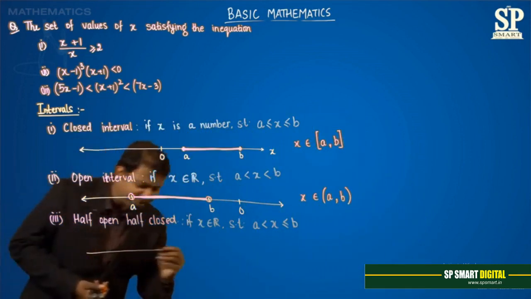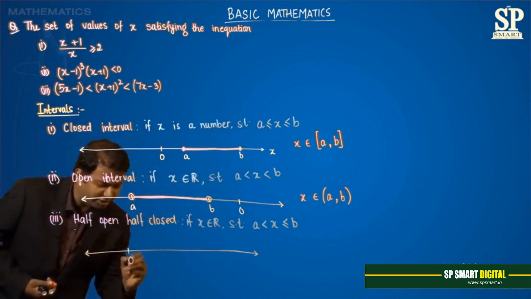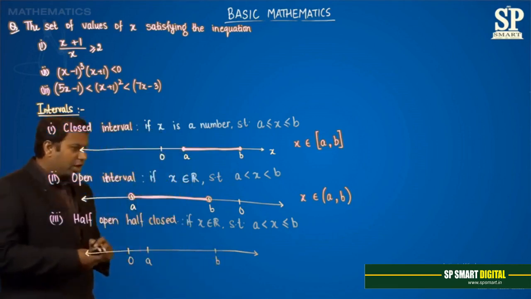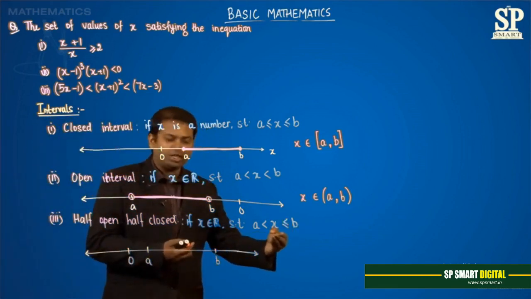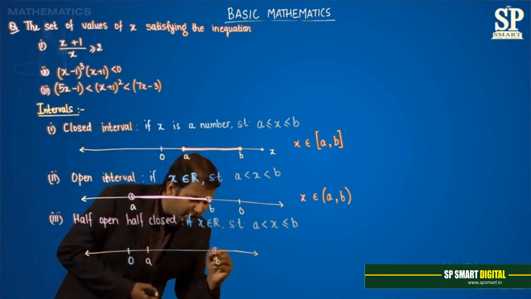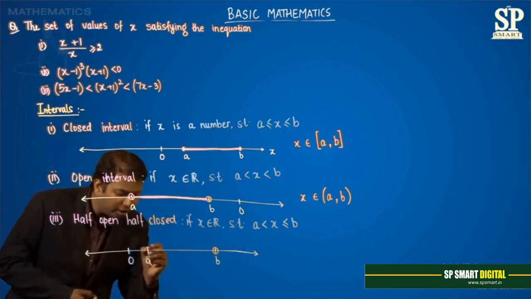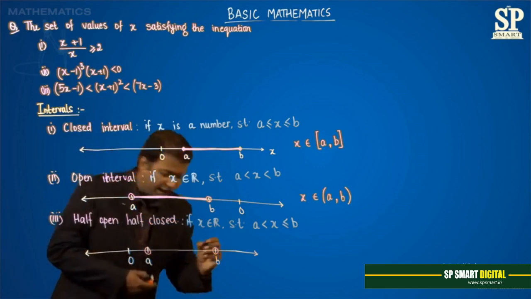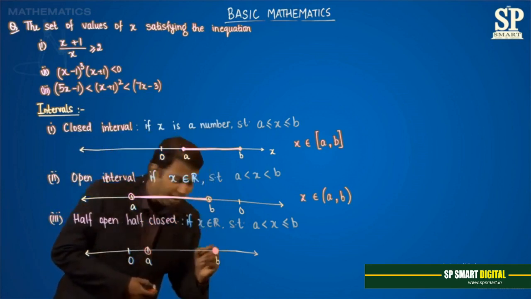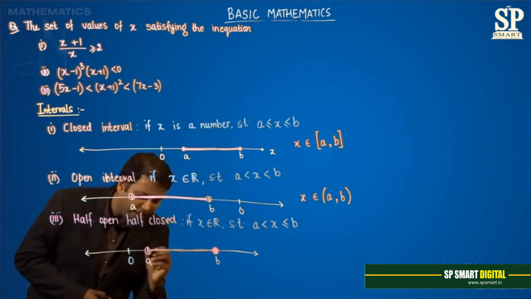So first let us take the number line. Let us have a 0, A and B. Now here B is included in the solution set of X. So what we need to do is make a solid circle at B, and since A is not included, we make a hollow circle at A. So we make a solid circle at B and a hollow one at A, and then we highlight the portion in between A and B.